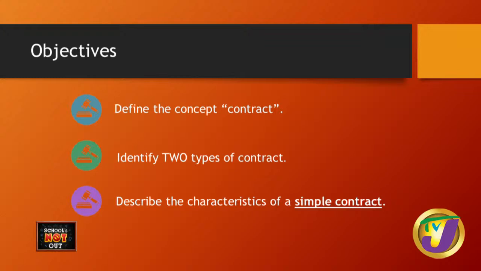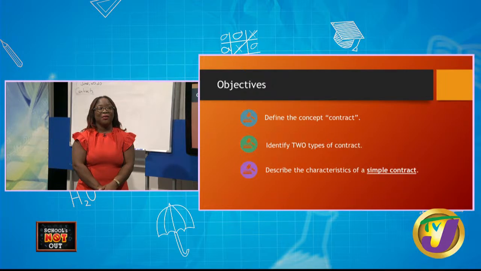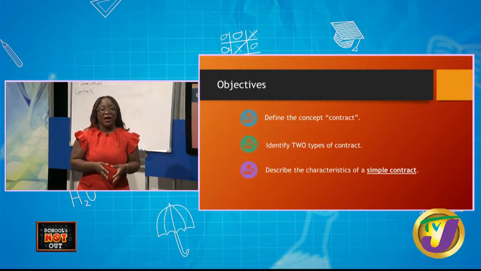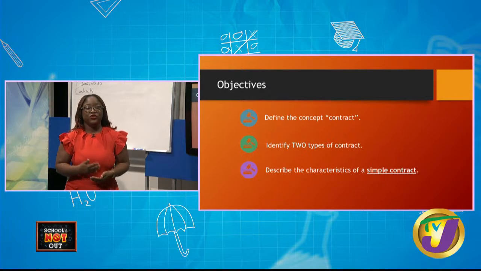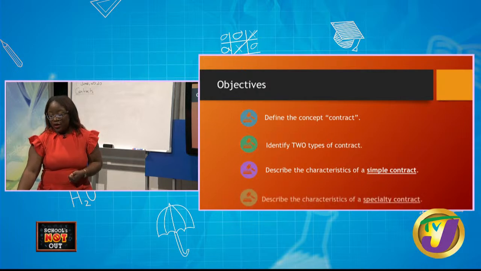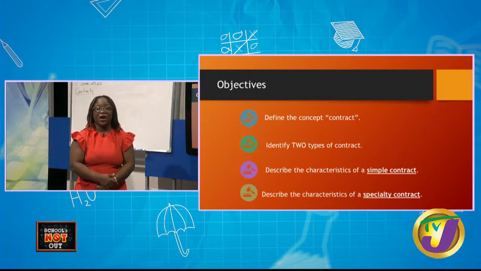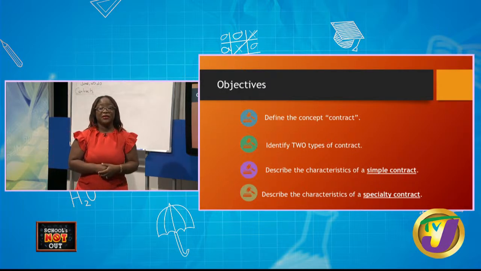Remember what the capacity of the parties involves? People who are drunk, people who are intoxicated, cannot enter into contracts. People should not be coerced into entering into contracts. So when we talk about capacity of the parties, those who enter into contracts must be able to do so legally. Minors are not able to do so either. So we also looked at the description of the characteristics of our specialty contract, and we mentioned them. The specialty contract must be signed, sealed, and delivered.